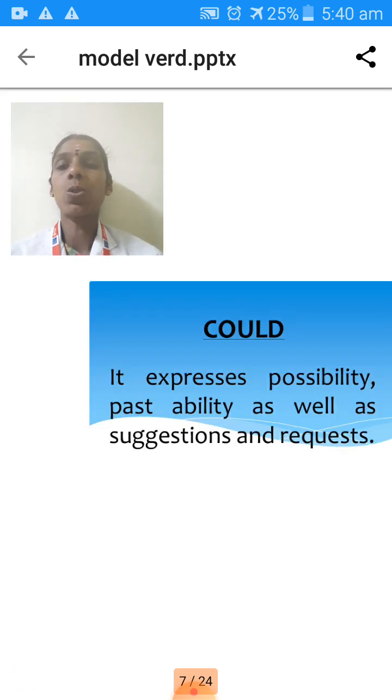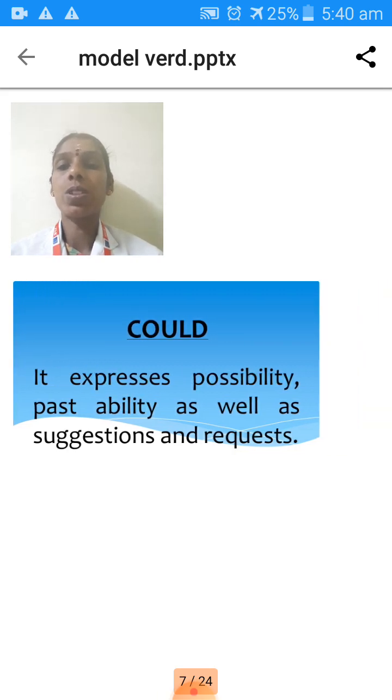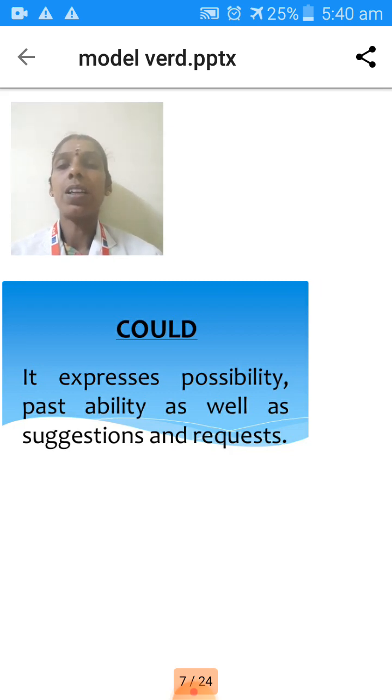Next, could. Could expresses possibility, past ability as well as suggestions and requests. For present we will use can. For the past we will use could. This is the main thing.